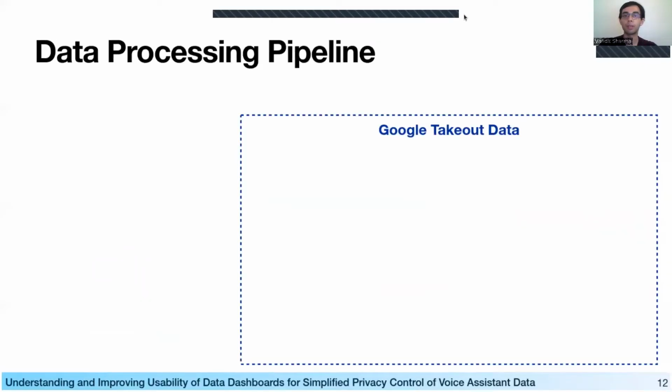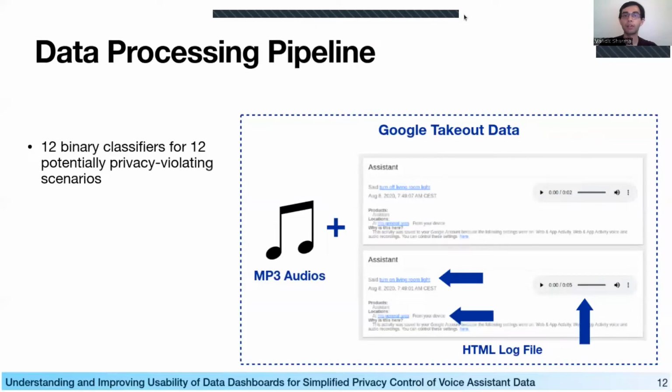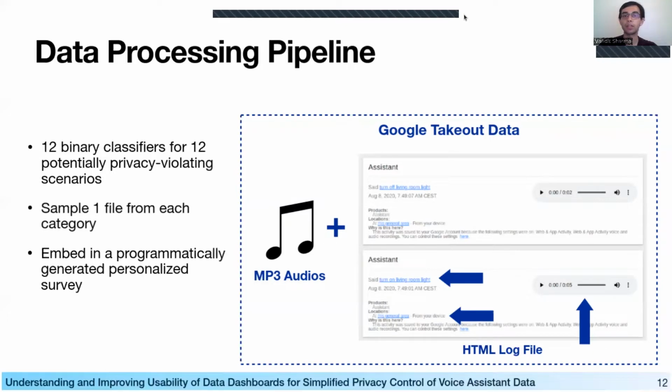This Google Takeout data comprised of two main elements: the MP3 audio recordings for users' interaction with the assistant, and an HTML log file which linked these MP3 recordings with transcripts and other metadata. We developed a series of binary classifiers based on potentially privacy-violating scenarios identified from previous work, such as the presence of a lot of noise in audio recording or presence of regret words, etc. For each user, we passed their data through this binary classifier pipeline and finally sampled one file from each of the 12 categories. Then we embedded these in a programmatically generated survey that we hosted on our department servers.